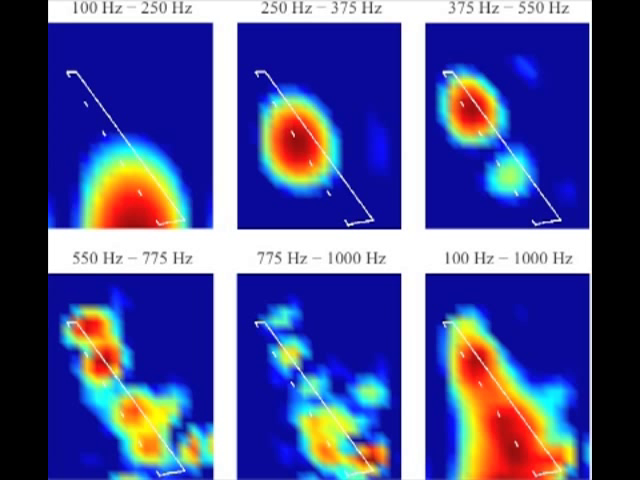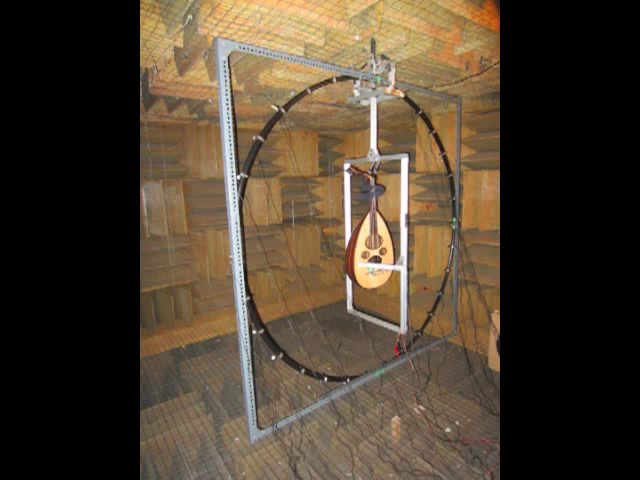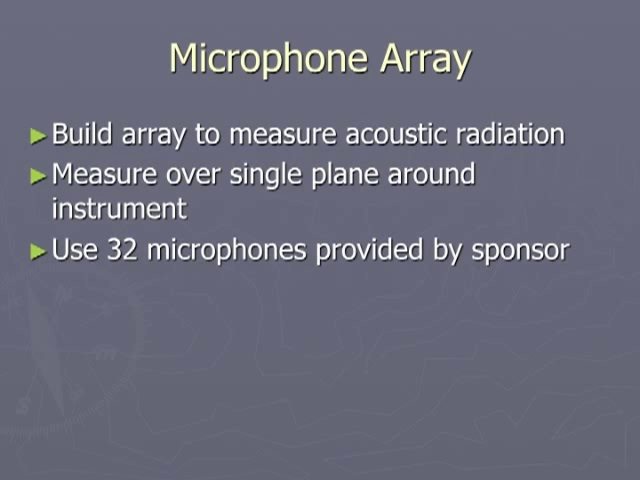Our project will consist of first building an array to measure instrument radiation data, then constructing an analysis algorithm that can use this data to produce source maps. In order to collect the data for characterizing an instrument, we need to build a rig that can measure the acoustic radiation in a circle around the instrument. 32 microphones have been provided by our project sponsor for this purpose. Our task is to use these microphones to build a circular microphone array that can fully encircle a string instrument.